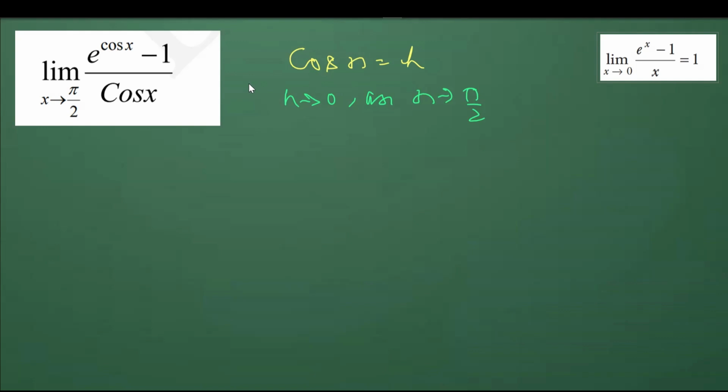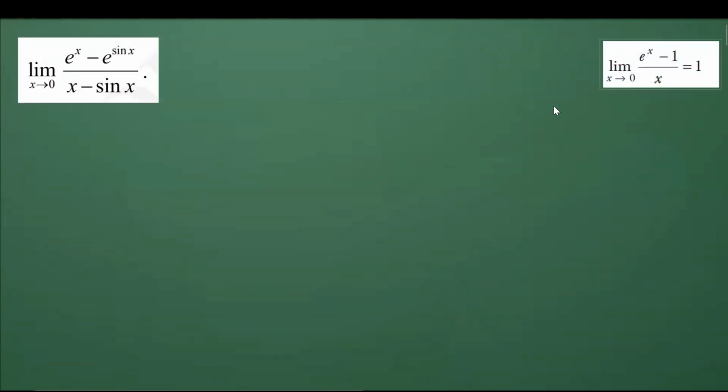Now, after substitution, the limit will change. So the limit now is h tending to 0, e raised to the power h minus 1 over h, replacing cos x with h. Now using the standard limit, that for limit x tends to 0, e raised to the power x minus 1 over x is 1, we can write this is equal to 1. And that is what we have to do in this question.